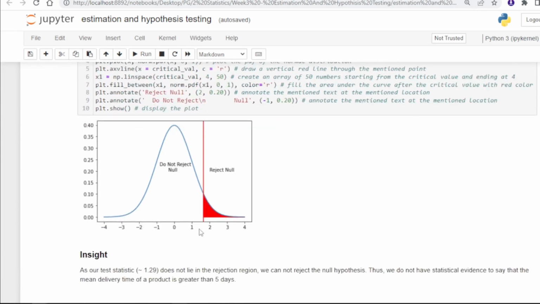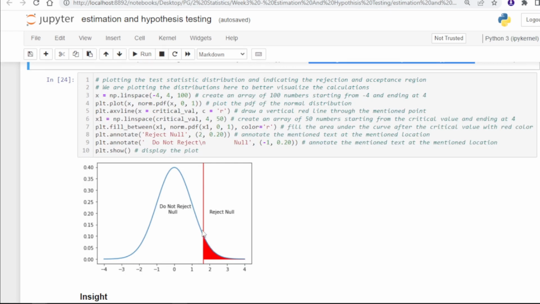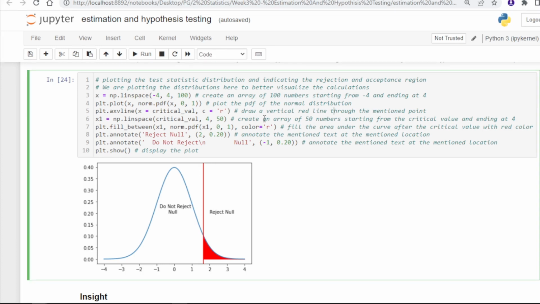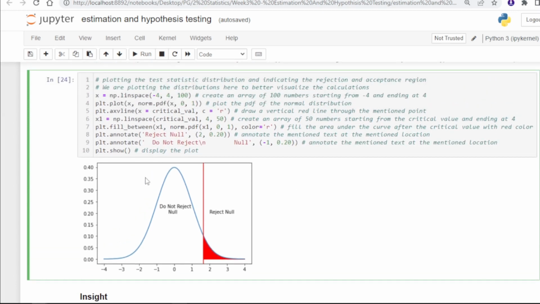If we plot that, you can see this value that is separated by that ppf. In the plot, first we create an array of 100 numbers starting from -4 to 4, then we plot the PDF of the normal distribution, then draw a vertical red line through the critical point, and then create an array of 50 numbers starting from the critical value and ending at 4. Then we fill the area under the curve after the critical value with red color and annotate the text at the mentioned location. These are the descriptions I was reading, although you can go with the code only.